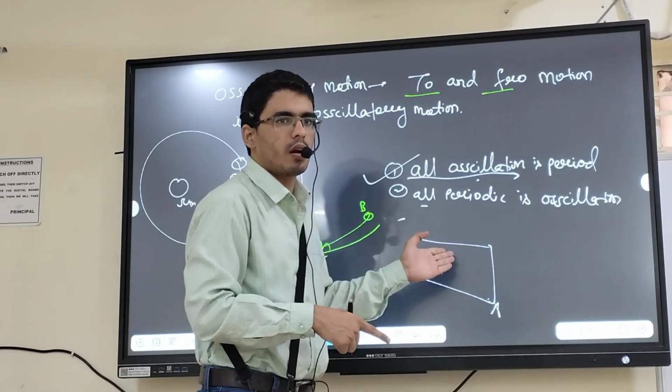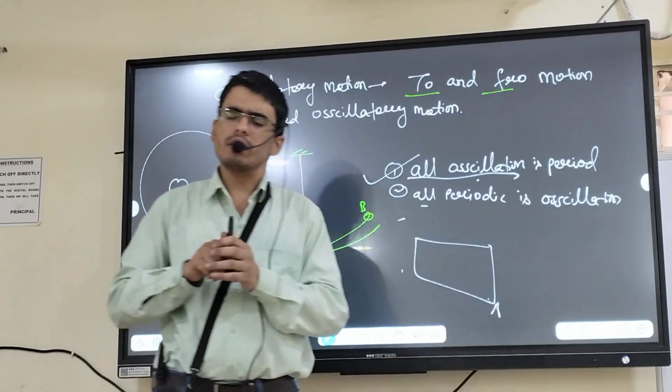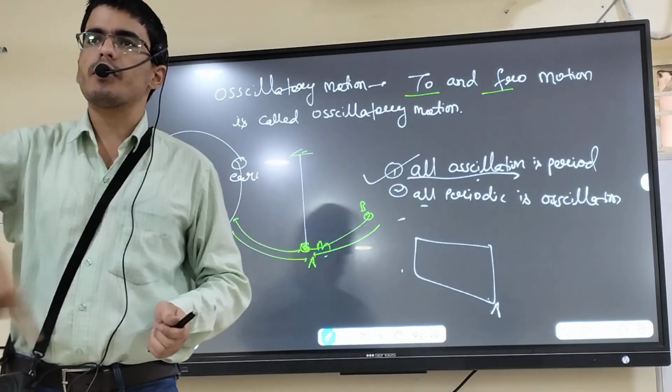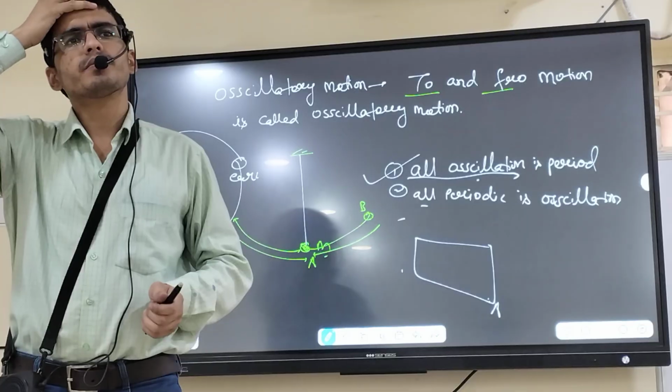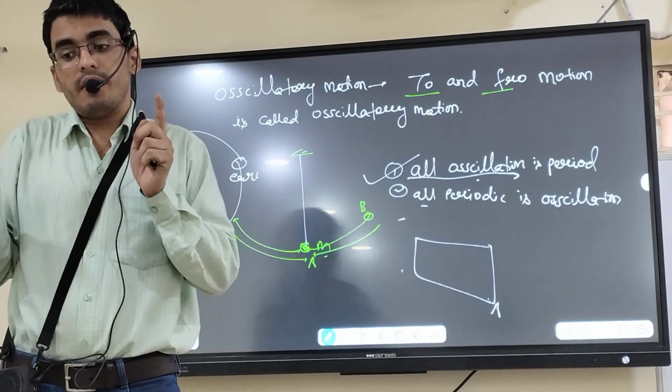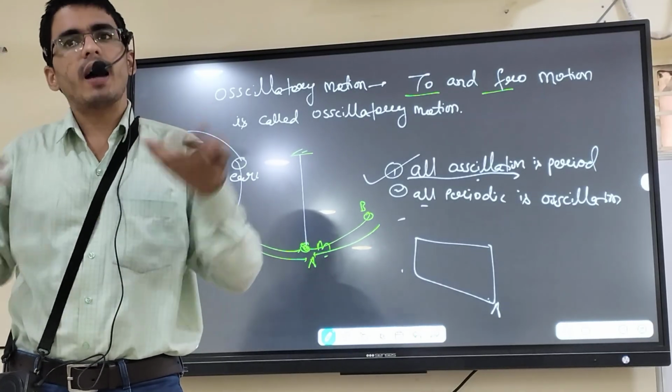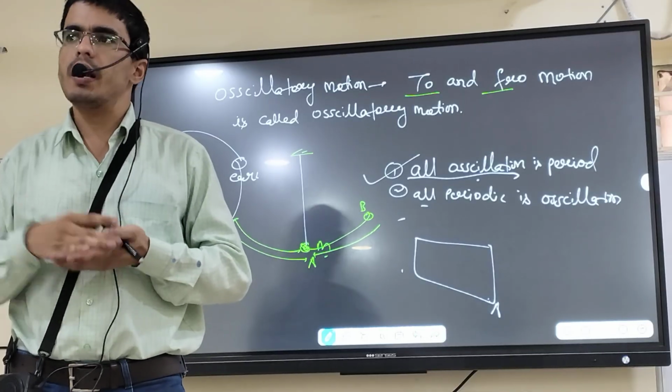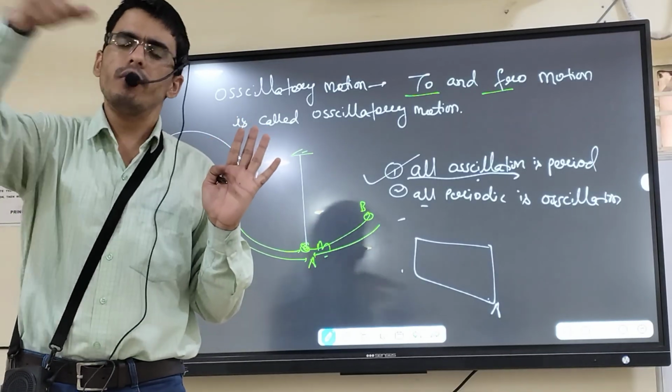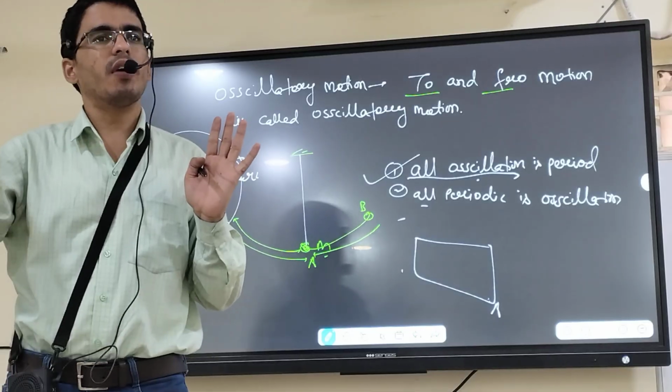Periodic, but that is not circular. Where is the fixed time? You will repeat your path after a fixed time, and again we will come to the initial position. Circular is correct, square is also correct, elliptical is also correct. Any path is correct, but you have to come back to the initial point, initial and final both the same.